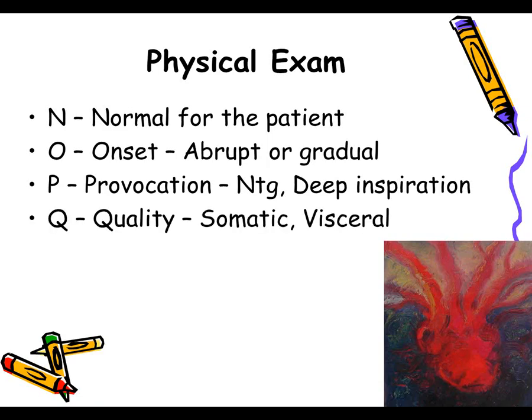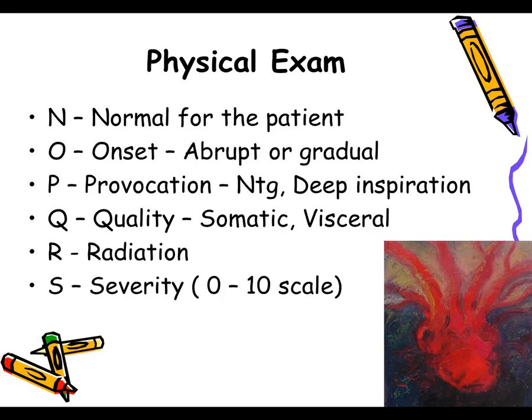We have them describe their pain. Their description may help us determine whether this is somatic pain or visceral pain, and we'll look at those two types. R is radiation. Does it go anywhere? S is severity. On a 0 to 10 scale, with 0 being no pain and 10 being the worst pain you've ever had, give that a number. And then T is time. How long has this been going on?